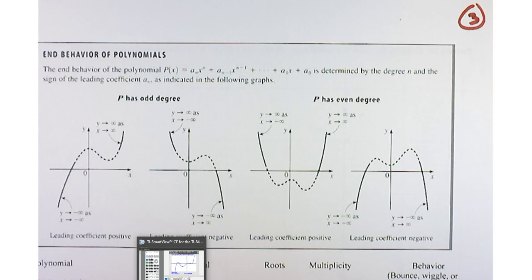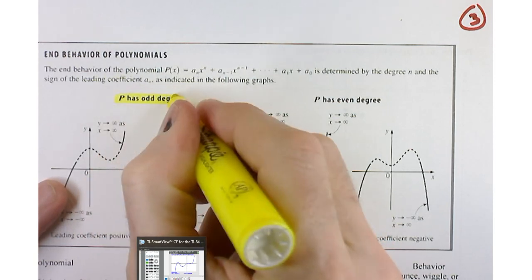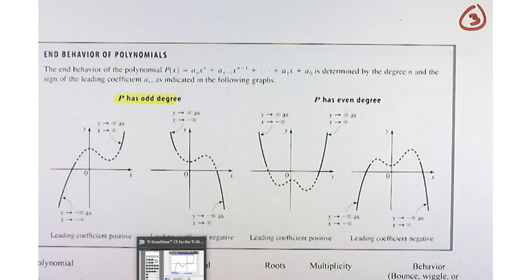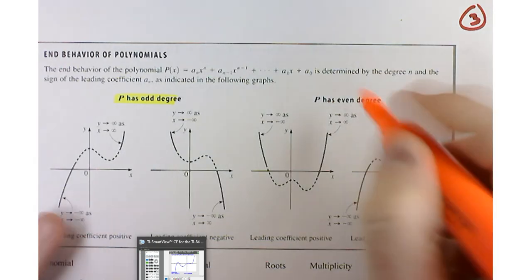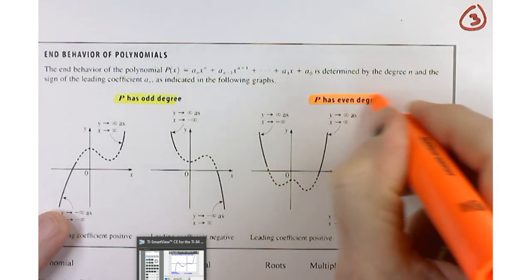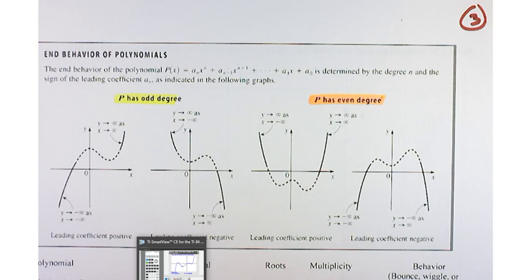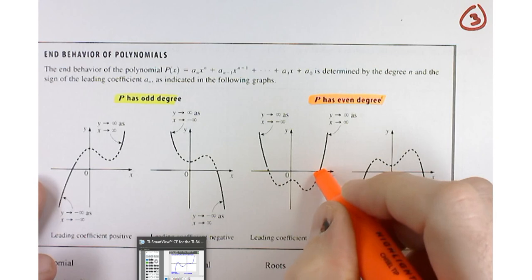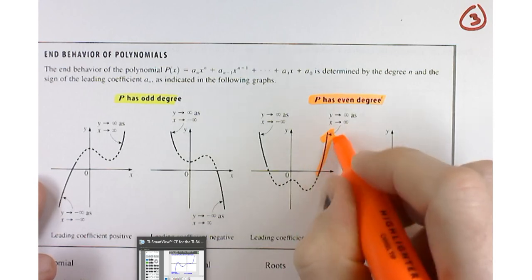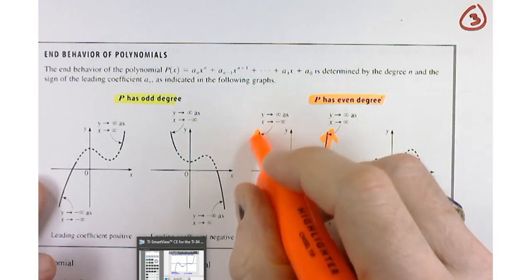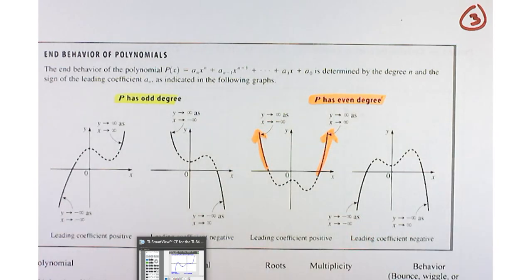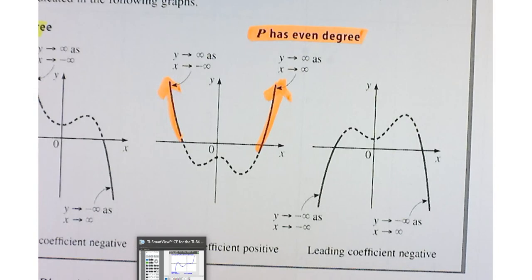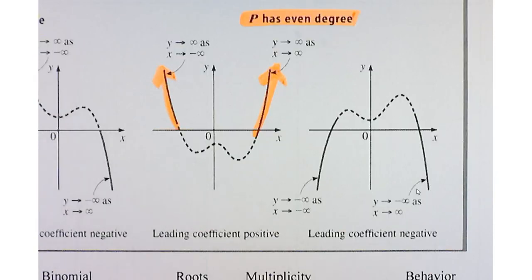So your end behavior is going to depend on the degree of the polynomial. You're either going to have an even degree or an odd degree. If you have an even degree, you can think of a polynomial like x squared or x to the fourth. Eventually, that graph's going to point up to the right and up to the left. So like this.